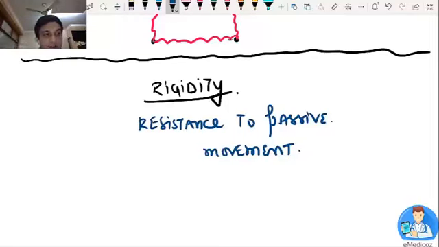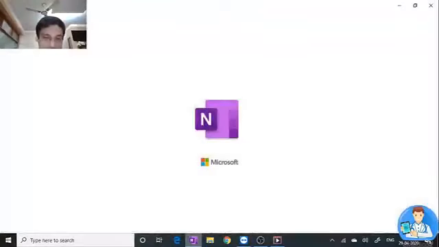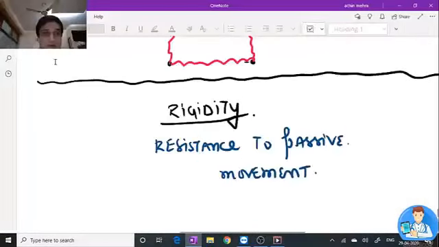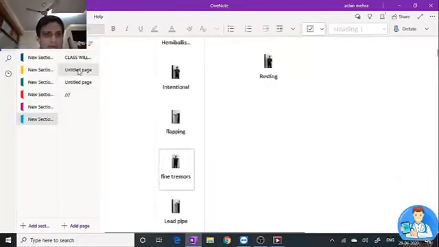Now how does this rigidity look like? Oh my god, I just stopped this. Some people are asking for MCQs. Why? We'll do it tomorrow. Don't worry. We'll do it tomorrow.